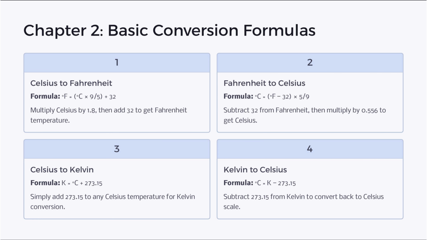For Fahrenheit to Celsius, subtract 32 and multiply by 0.556. Converting Celsius to Kelvin involves adding 273.15, while Kelvin to Celsius requires subtracting 273.15. These formulas are essential for accurate temperature conversions across different scales.